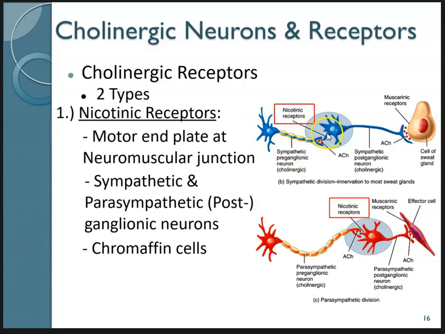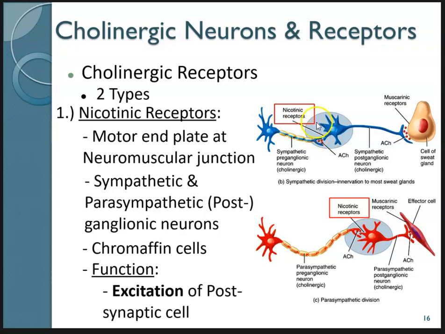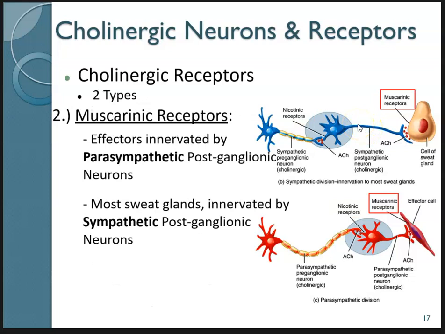When these receptors receive the acetylcholine, when acetylcholine binds to these receptors, they will always be stimulatory. So that means the next cell in this sequence will be stimulated. They will depolarize and produce an action potential. Okay. While muscarinic is going to be found at the target of the second neuron.